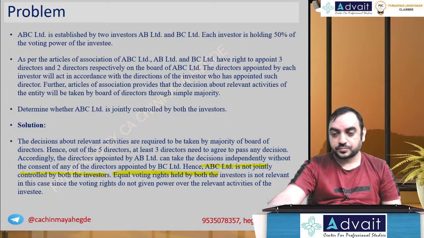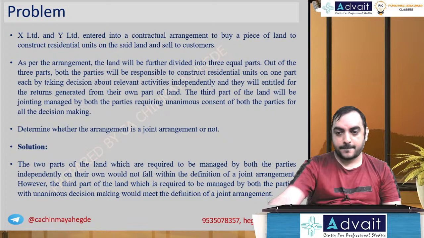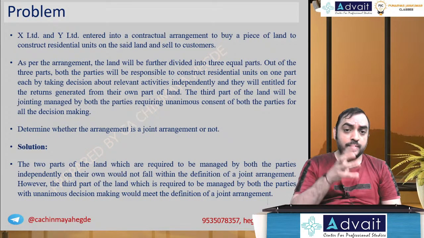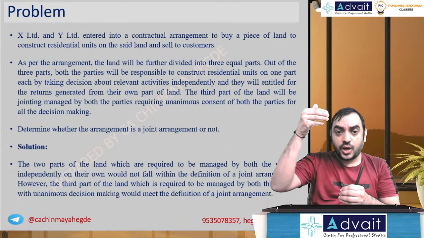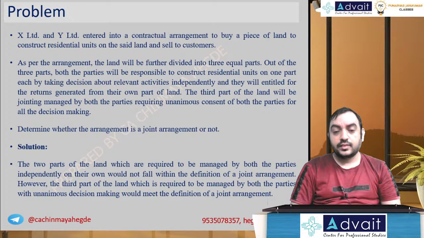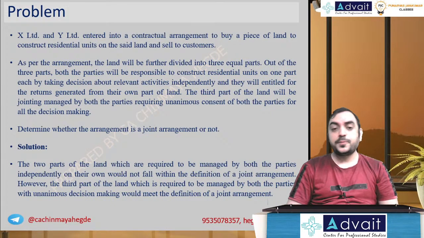Next. X Limited and Y Limited enter into a contractual arrangement to buy a piece of land, construct residential units on the land and sell them to customers. So they buy the land, construct the residential units, and sell them to customers. Okay, reasonable. Building, real estate.